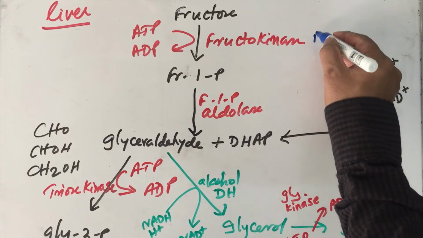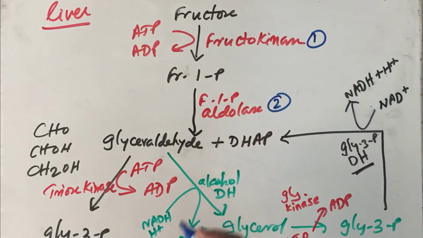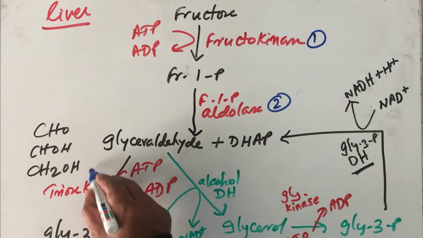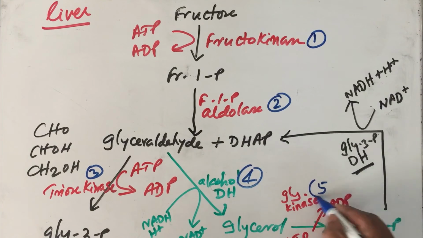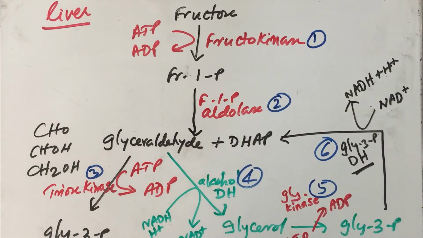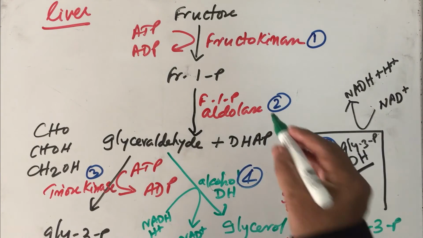Let us count the number of enzymes. So here is enzyme number 1, here is enzyme number 2, enzyme number 3, enzyme number 4, enzyme number 5, and this is enzyme number 6. A total of 6 enzymes are required for making fructose enter the mainstream glycolytic pathway in liver. Remember, this enzyme is very important, that is this fructose 1-phosphate aldolase enzyme.